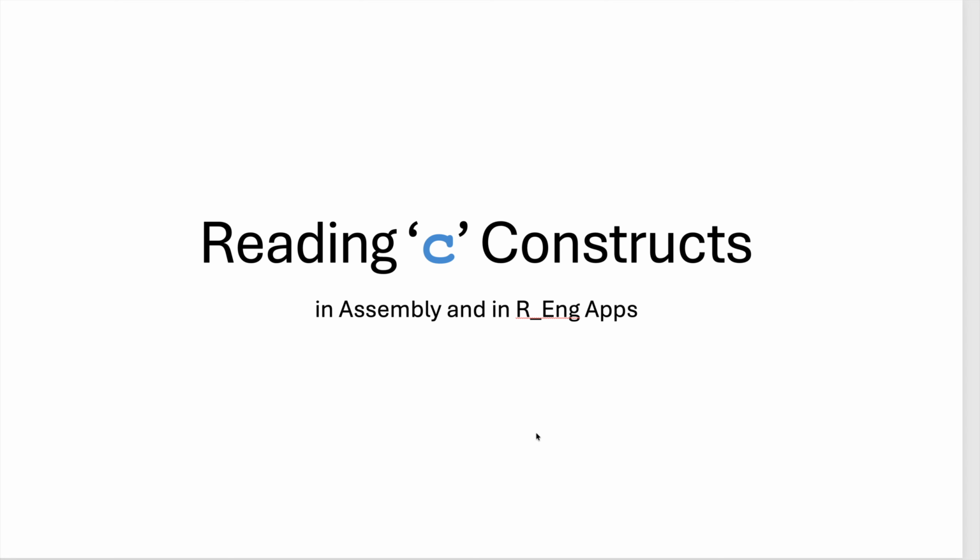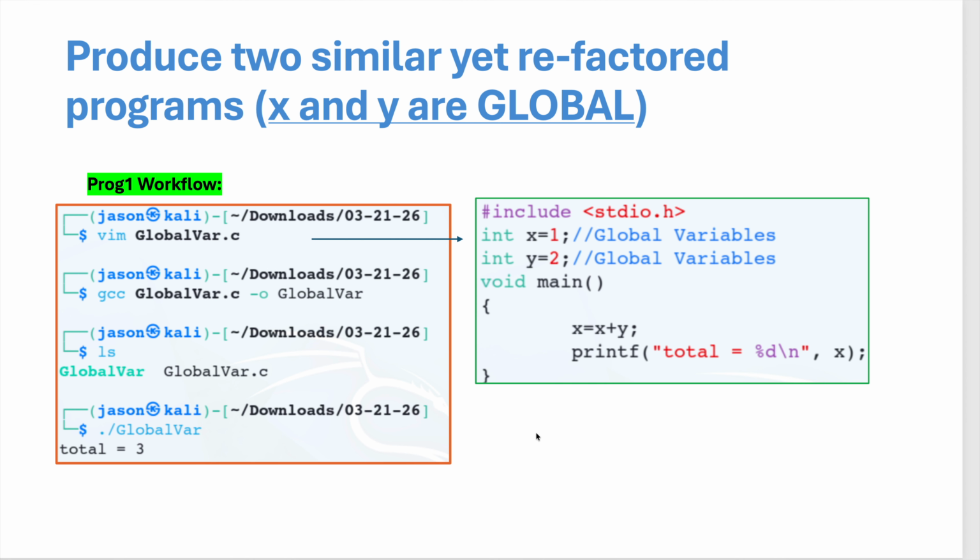Hi everyone. This week, we're going to start our multi-part, or at least two parts, series on C constructs like variables, if-then statements, for loops and while loops. Let's start off with the very basics. The point of this is that you can create two very similar programs.